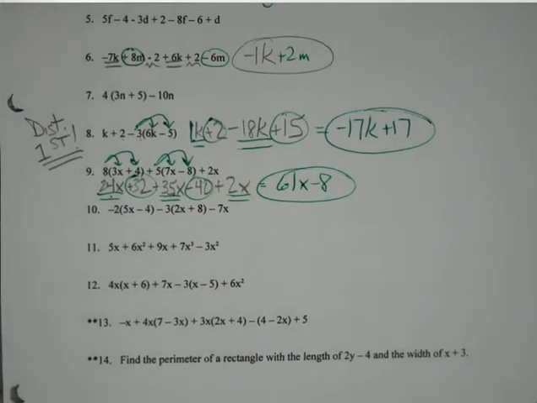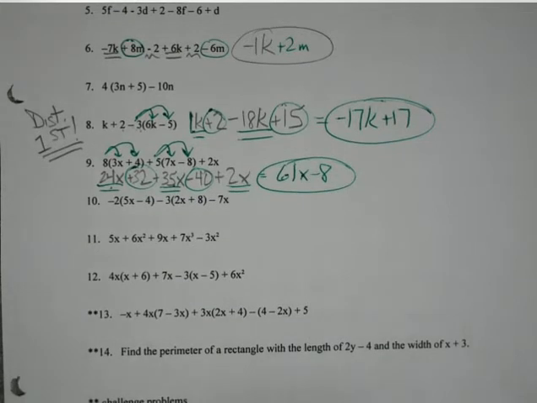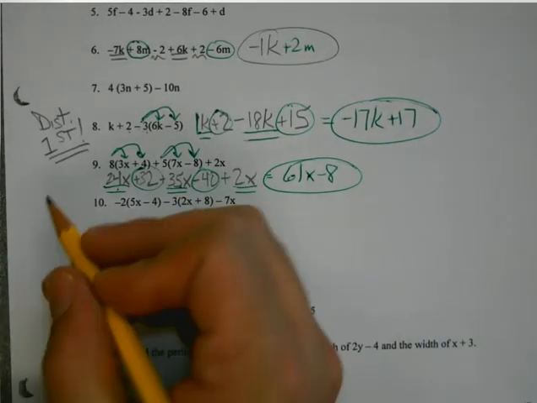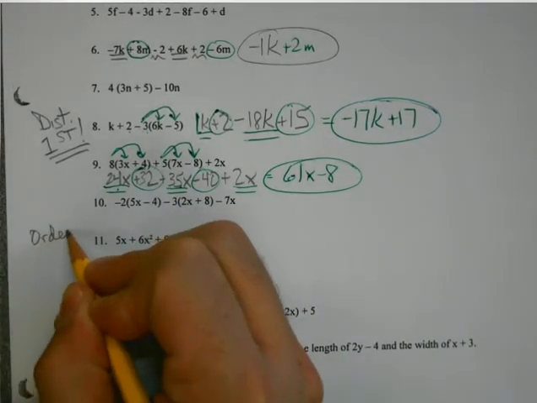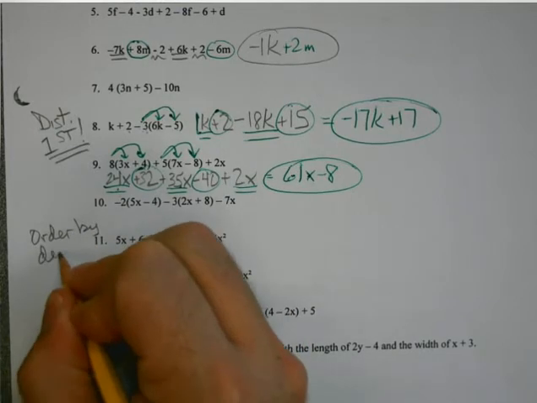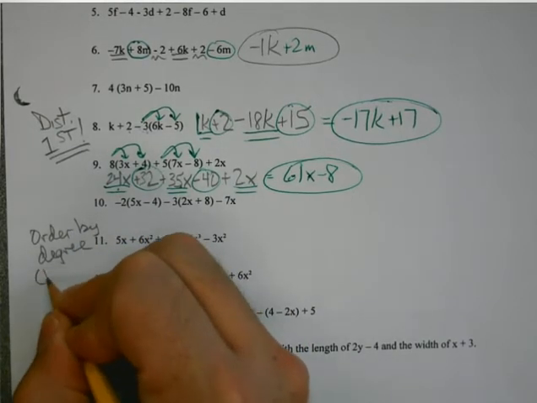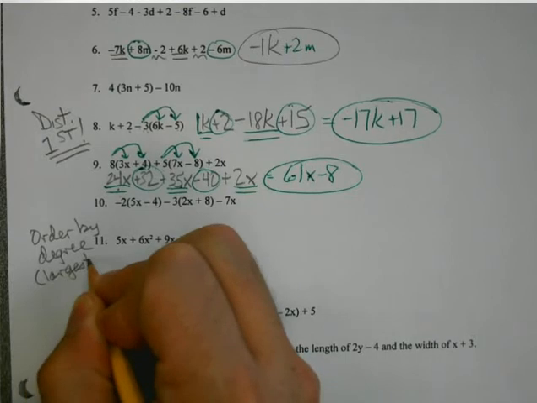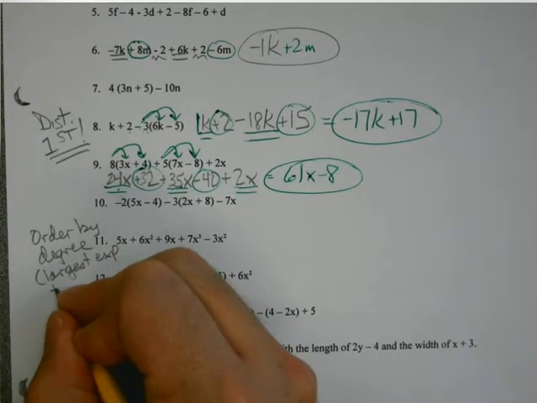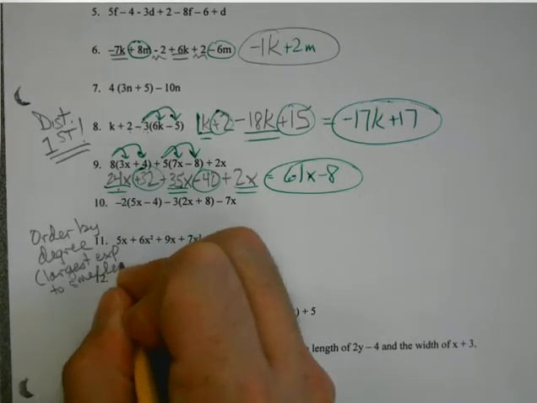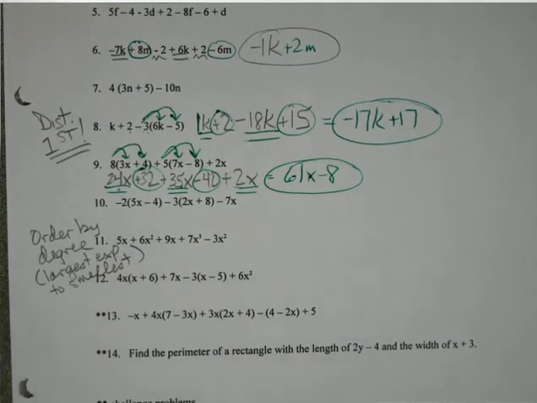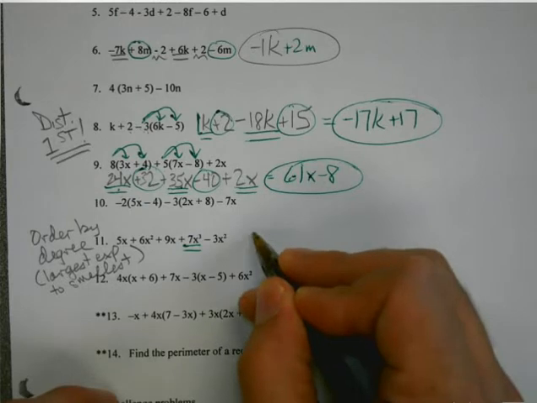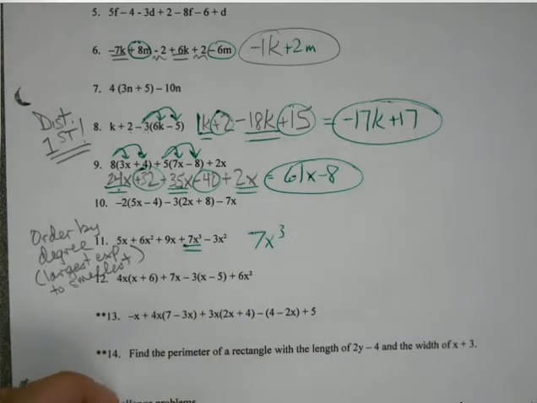Let's move down to number 11. Now we start seeing exponents that are different for the first time. And here's what we're going to do with these. Whenever we see these, we're going to put them in order by degree, which means we go from the largest exponent to the smallest. So we go looking around, we say, okay, where's the largest exponent I see? Well, I see x to the third, and there's only one of them. So we'll do that first.